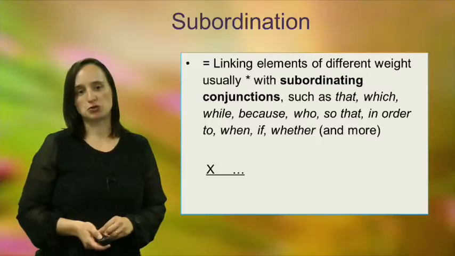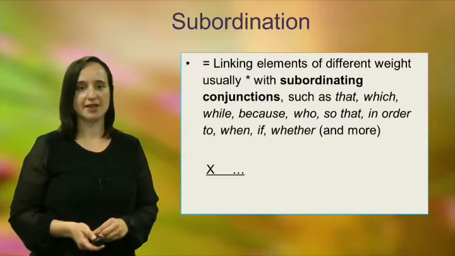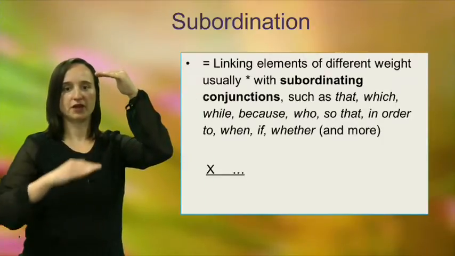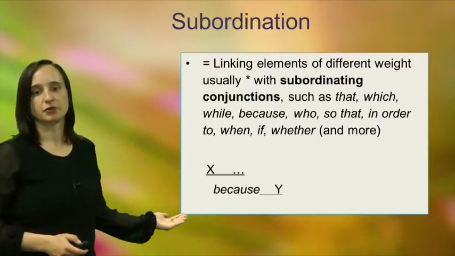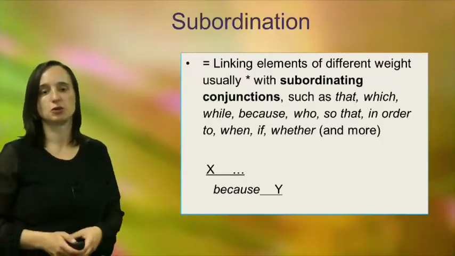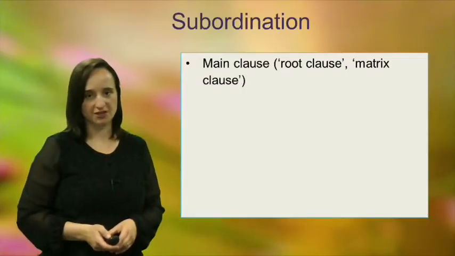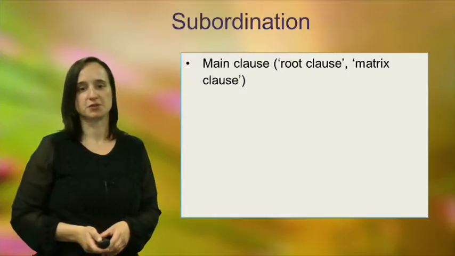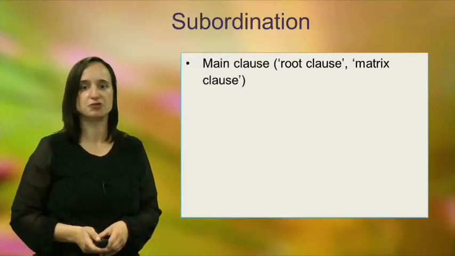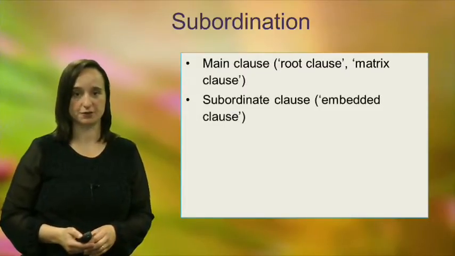We can also show subordination as elements appearing at different levels. So just as I did with my hands before, we would say the main clause is above and the subordinate clause is below. We can have the main clause, our X here, and the subordinate clause, our Y. Okay, so clauses at different levels. We can also then look at the different components of these clauses. The main clauses are usually called main clauses, but some people may use the terminology root clauses or matrix clauses. And then we've got subordinate clauses, which are also referred to as embedded clauses.